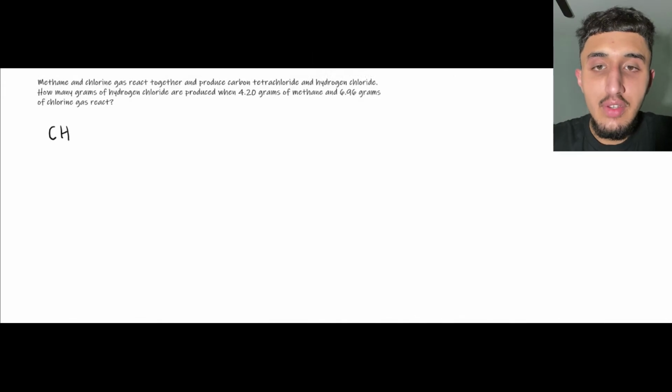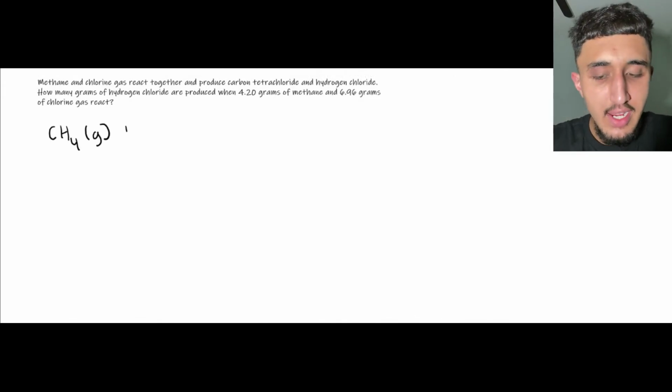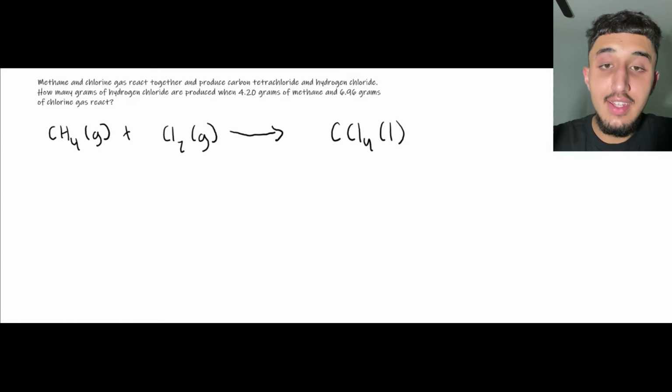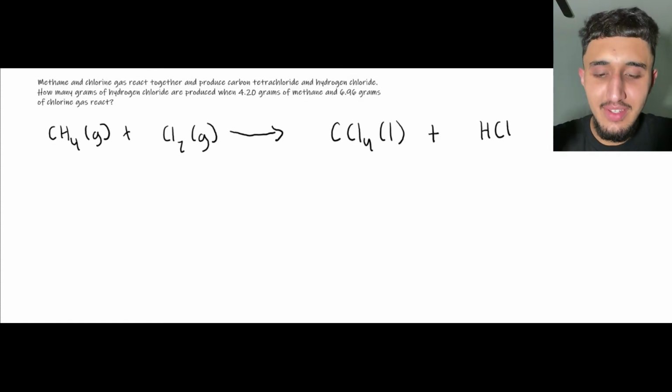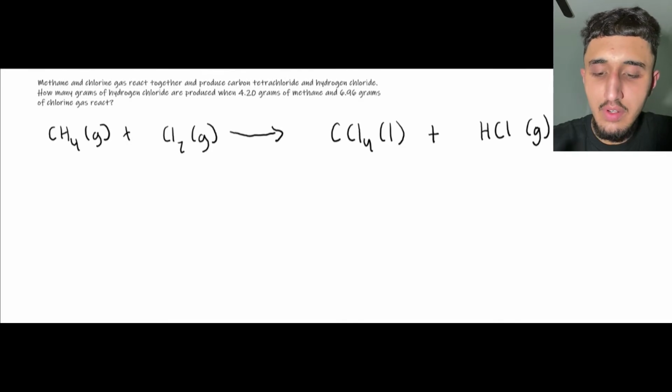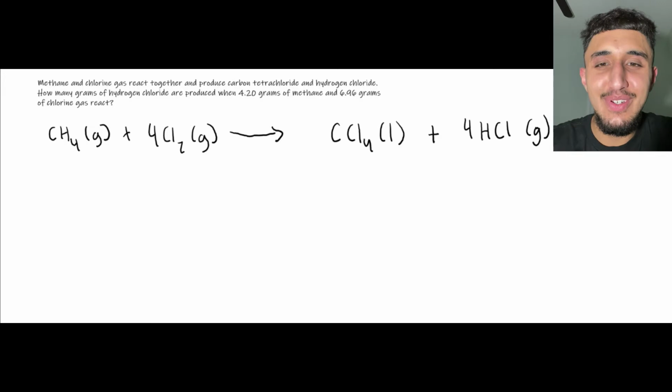So the first thing we need to do is balance our chemical equation. In our reactants, we have gaseous CH4 and gaseous Cl2, which react and produce liquid CCl4 and gaseous HCl. Thankfully, this is a pretty easy equation to balance. We put a coefficient of 4 in front of Cl2 and a coefficient of 4 in front of HCl. And now, we have a perfectly balanced chemical equation.